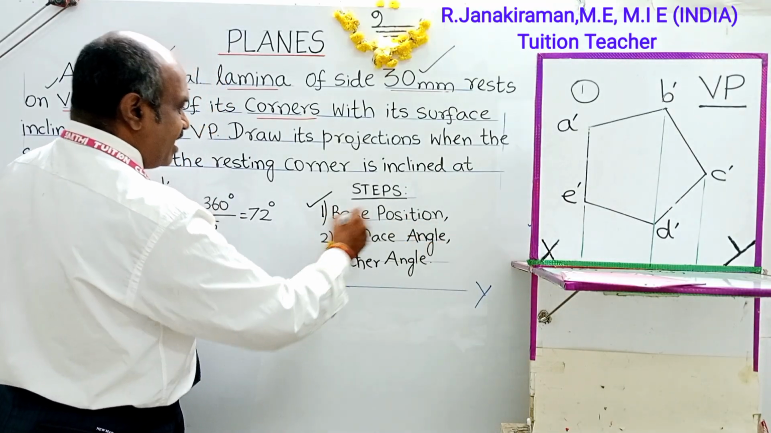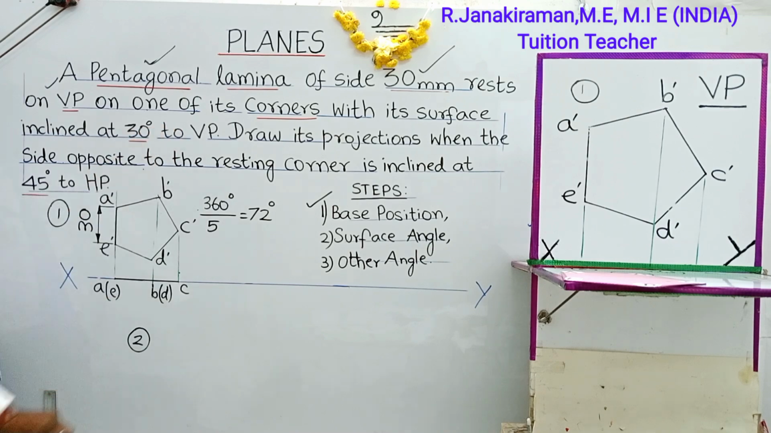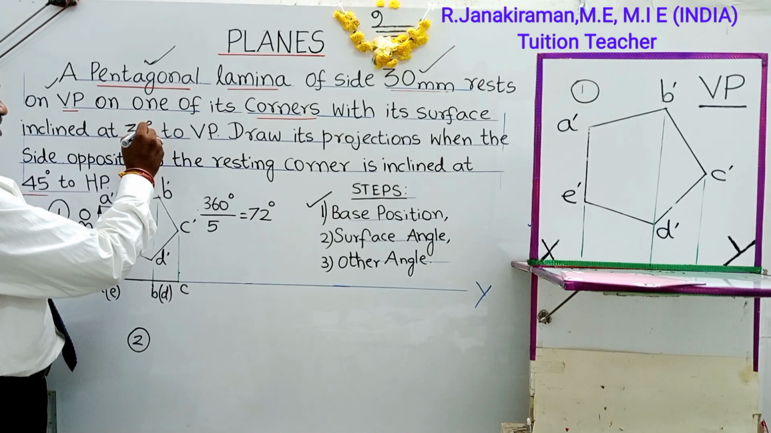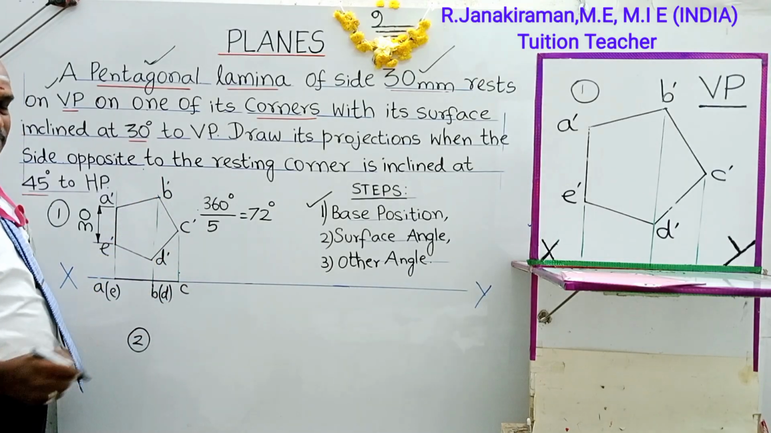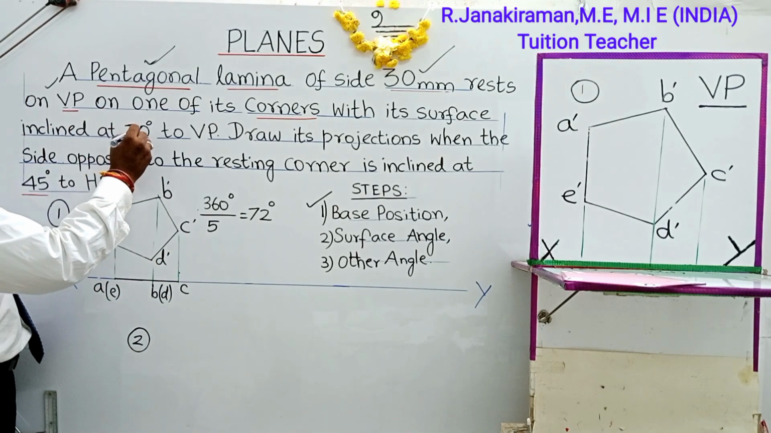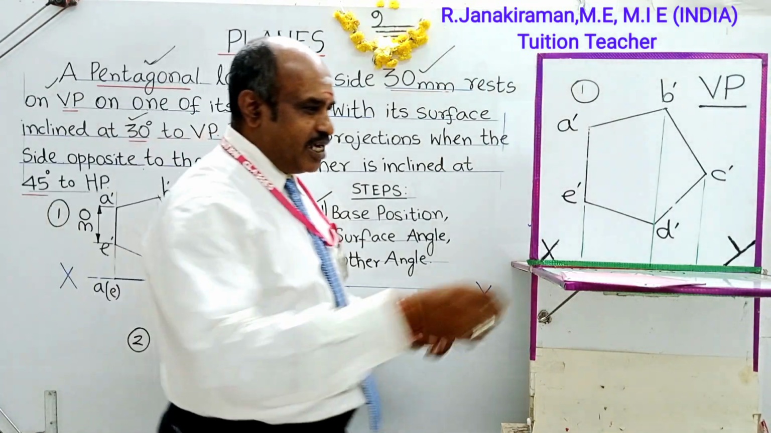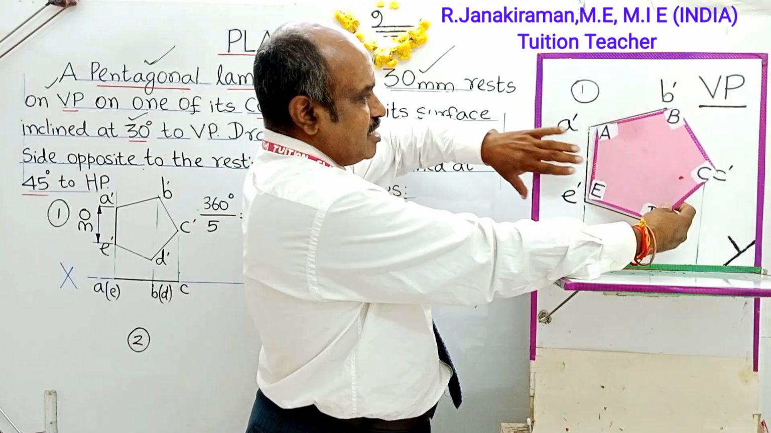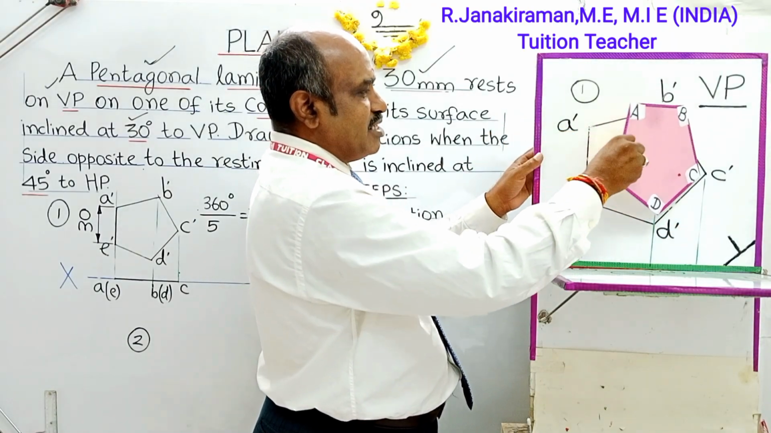The surface is inclined at, read the question, surface is inclined at 30 degrees to VP. Inclined to VP means that angle will always come below the XY line. It's a straight line concept. You have to refer to previous videos on projection of straight lines. So inclined to VP at an angle of 30 degrees. Inclined to VP means earlier the object was placed like this. Corner rest, I have to turn towards the right side like this.